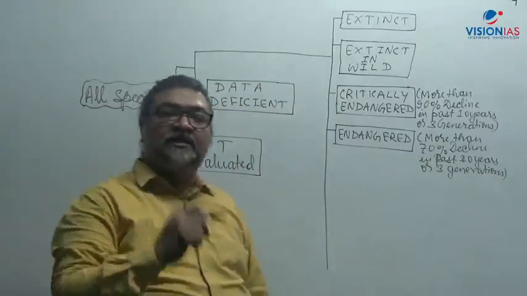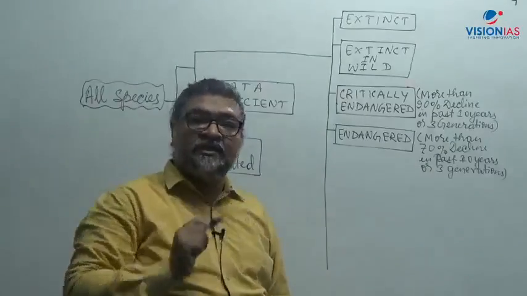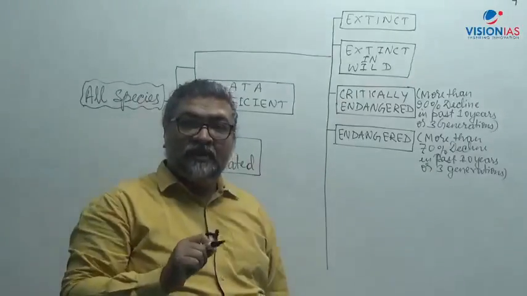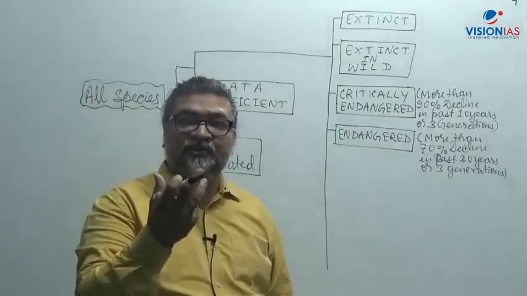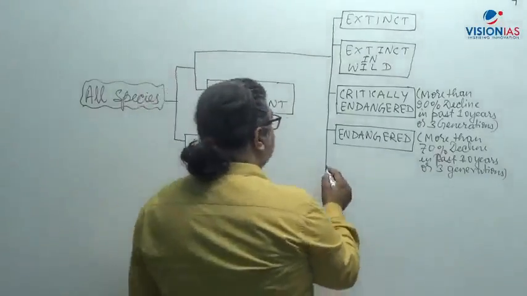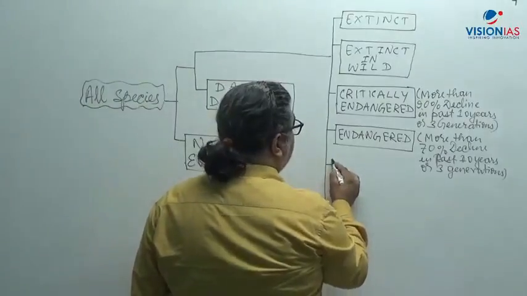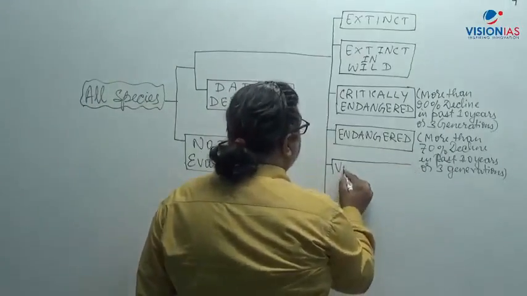Like for example, tiger. Indian tiger is endangered. Elephant. Asiatic elephant is endangered. These are the facts which you have to remember. Then comes the next category, that is called vulnerable.